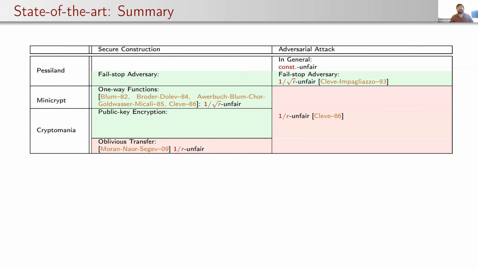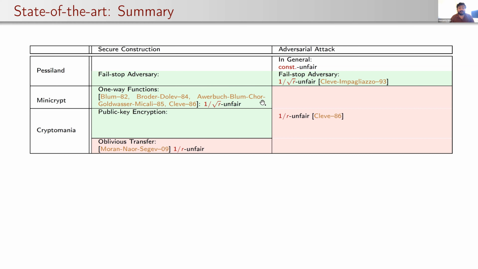So let me color code these results. What I have done here is the following. All constructions that are 1 by square root r unfair are colored green. And all attacks that are 1 by square root r unfair are also colored green. Red cells represent 1 by r unfairness constructions and attacks that achieve 1 by r unfairness. So given this colored representation, we can easily find open problems.